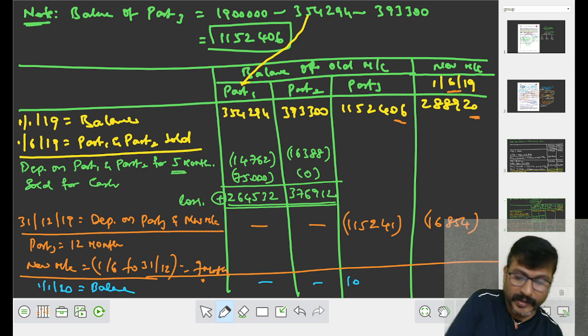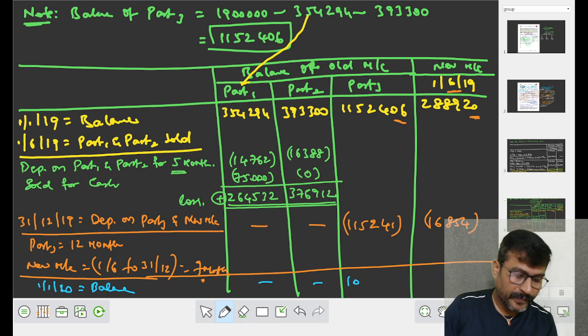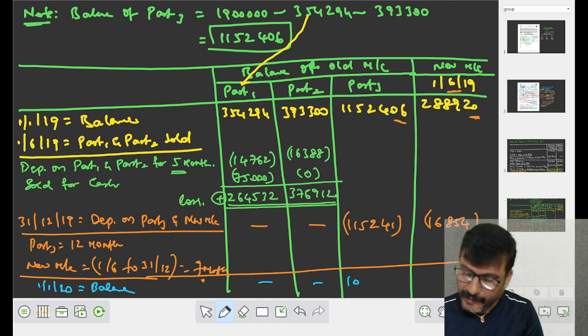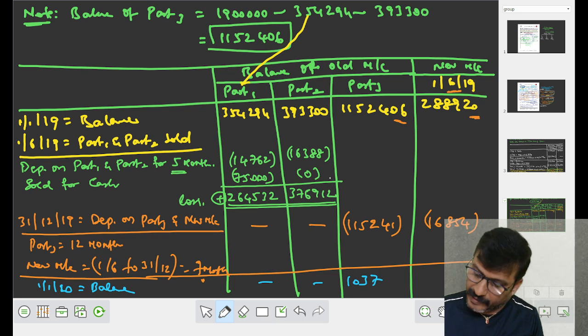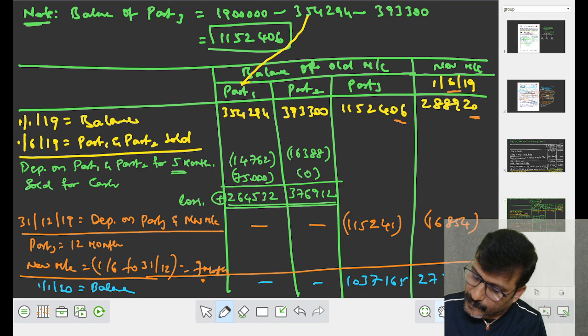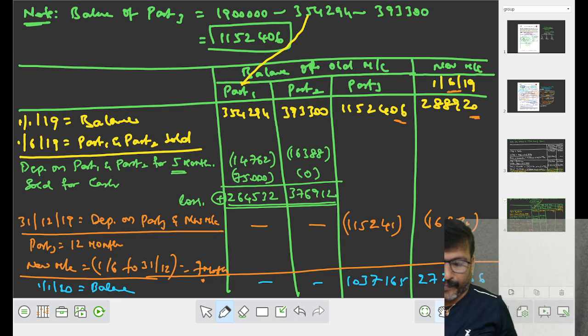Use a calci once and work out how much we are getting. Let me try once by using a calci, my dear children. It is what? 11 lakh 52,406 minus 1,15,241. It comes to rupees 10 lakh 37,165. Similarly, subtract it. 2,72,066. I hope you got it right.